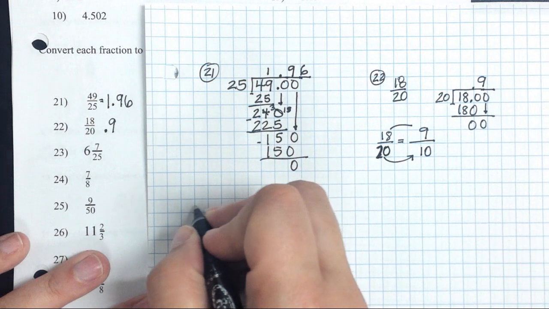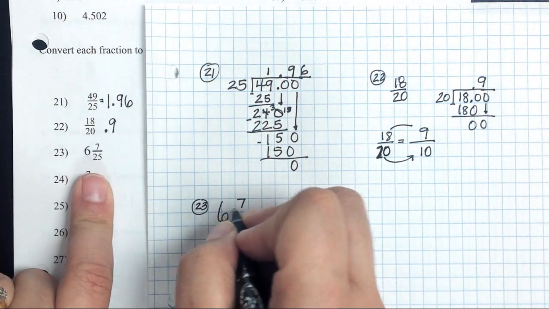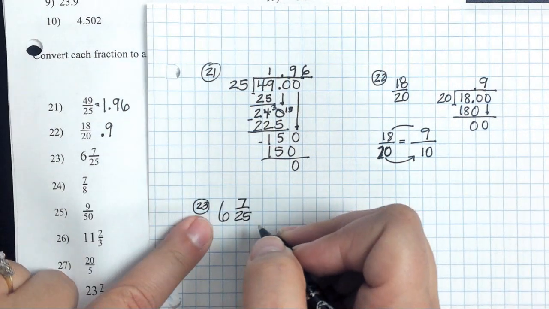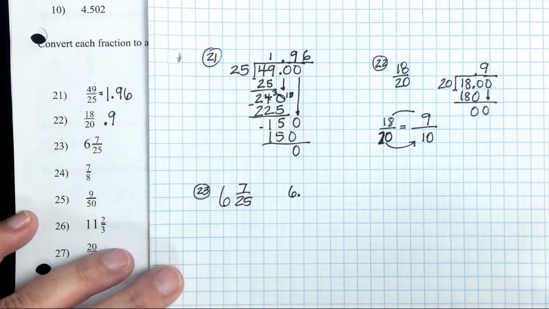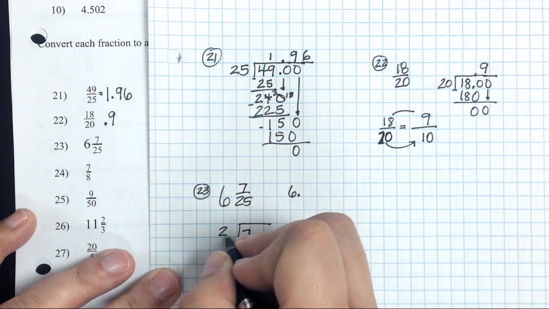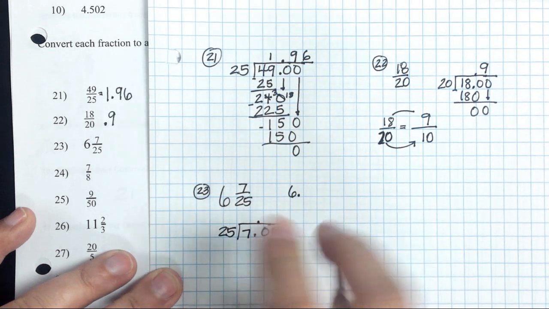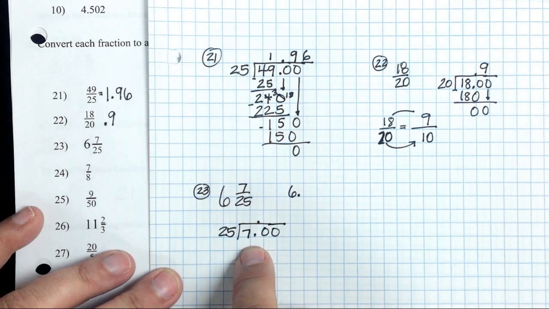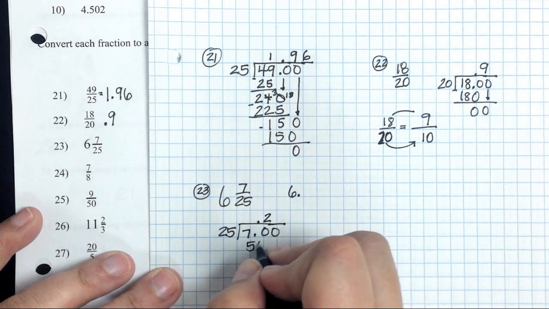All right, let's look at number 23. So we've got 6 and 7 over 25. We have a whole number. Okay, we're going to put him over here in timeout. We don't need him right now. 7 divided by 25. Decimal and zeros. Can 25 go into 70? Yes. How many times? 2 times. That gives me 50.